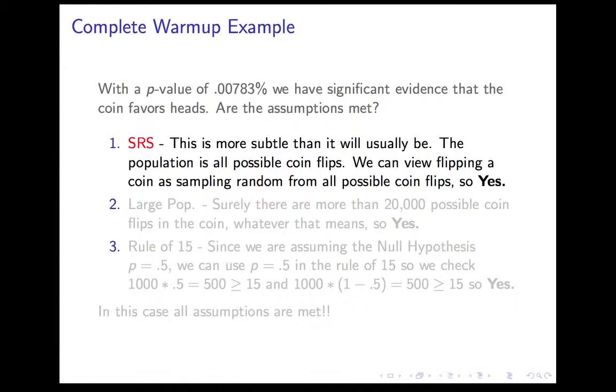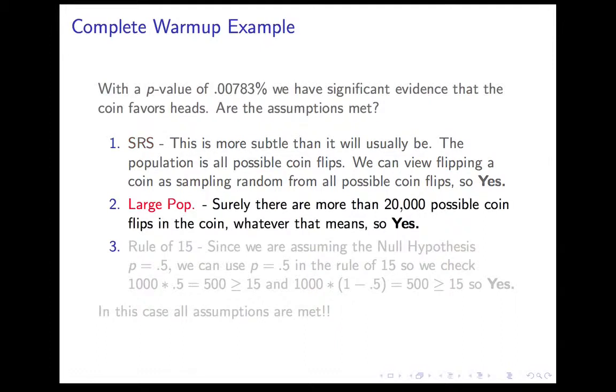Simple random sample, this was sort of subtle because we have this funny notion of the population is all possible coin flips. But if you think about the population as all possible coin flips, and flipping a coin is just randomly selecting one coin flip out of that population, then of course this is a simple random sample. That's how we'll view it. So we will treat flipping a coin as sampling from this abstract space, as a simple random sample from the abstract space. Large population, we would need there to be at least 20 times the sample size, so at least 20,000 possible coin flips in the coin, whatever that means, but there are infinitely many possible coin flips, so that's no problem.